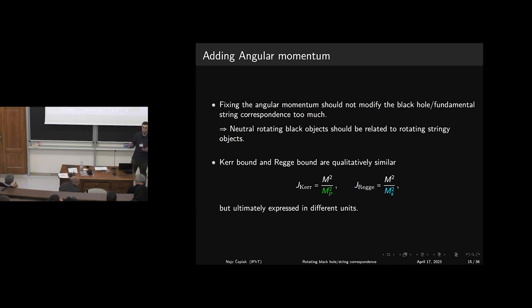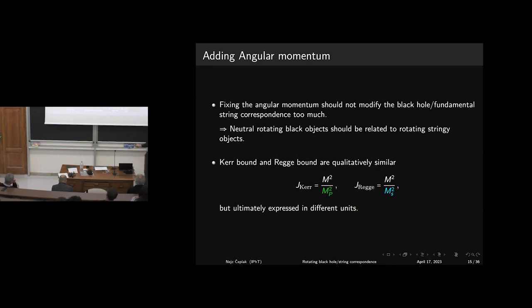So this should be the endpoint of the two things that match. And in principle, one of the nice connections that you can think of is that you have the Kerr bound in four dimensions, where the angular momentum is limited by how much mass you have. And then for the string size, you have the Regge bound, which is also limiting how much angular momentum you can put in your string depending on your mass.